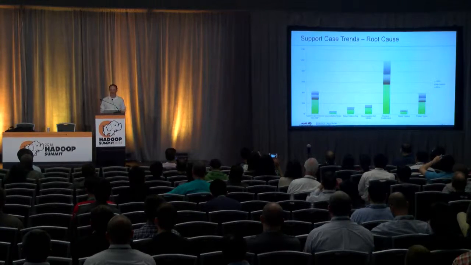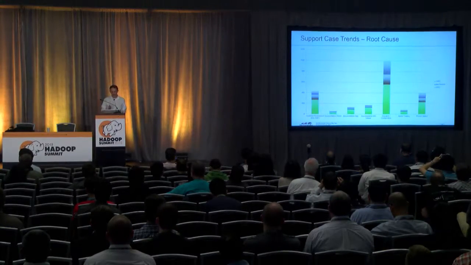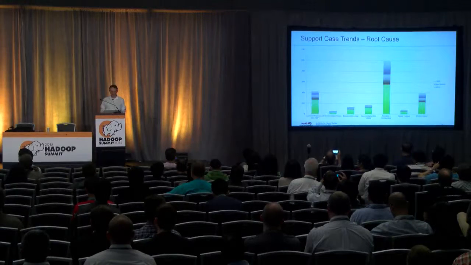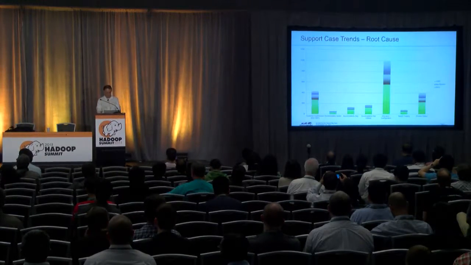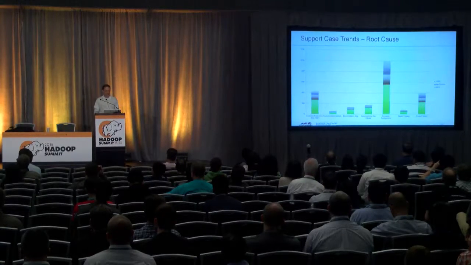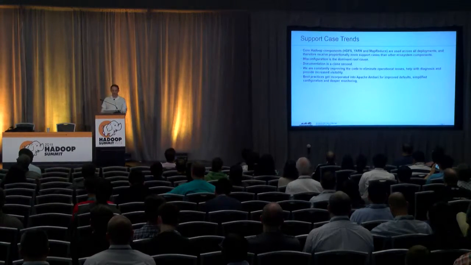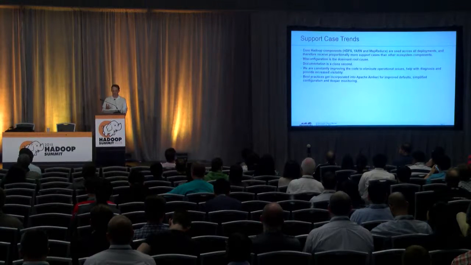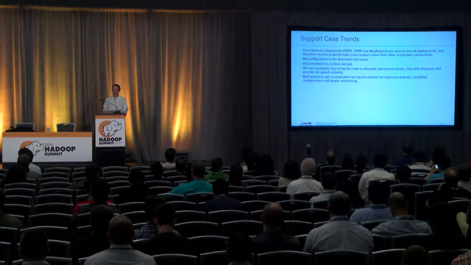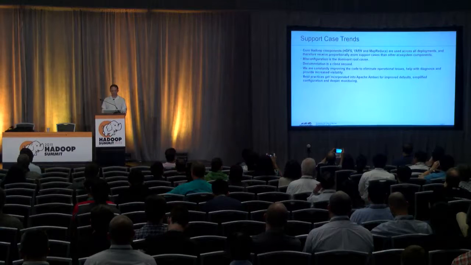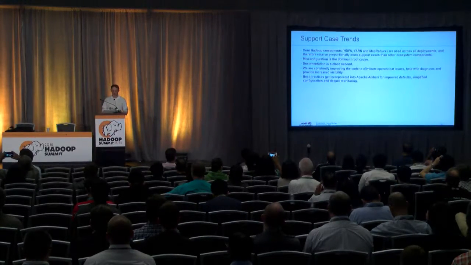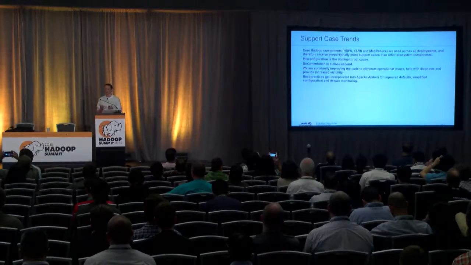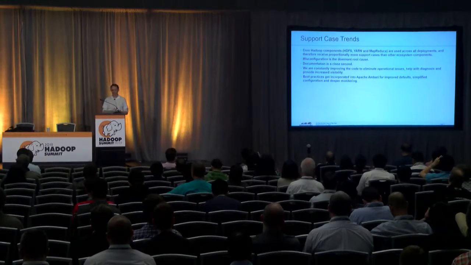This is the chart we actually want to look at. Here is where you see configuration and documentation showing up as major issues. The conclusions we can draw are that core Hadoop components, HDFS, YARN, and MapReduce, are used across all deployments. Therefore, they receive proportionally a high amount of the support case load, and it does make sense to invest a lot of effort in improving those components.